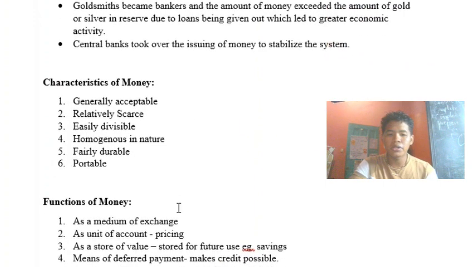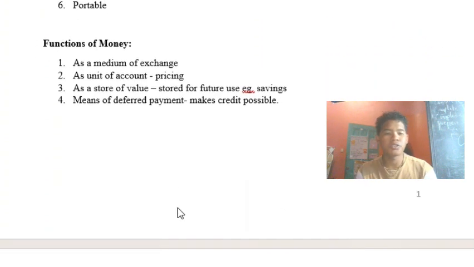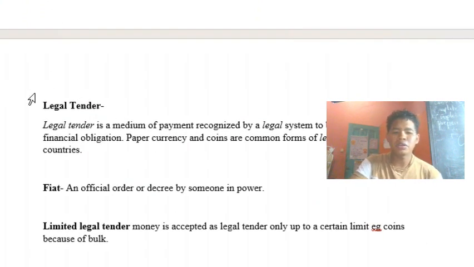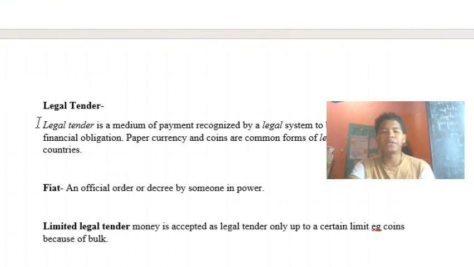So let's look at some of the functions of money. Some of the functions of money are a medium of exchange, a unit of price or pricing, a store of value, a store for future use, for example savings, and a means of deferred payment. It makes credit possible.